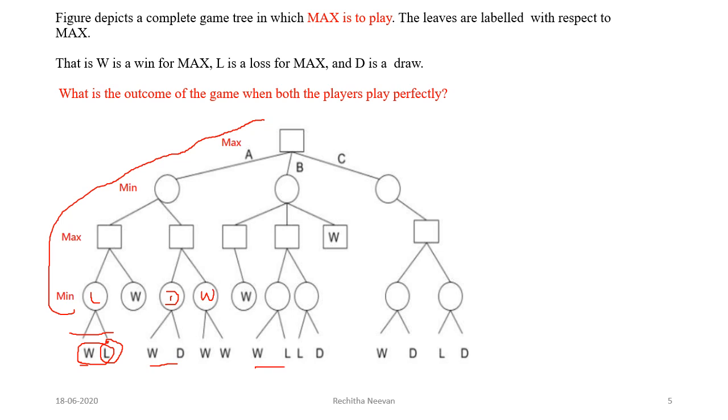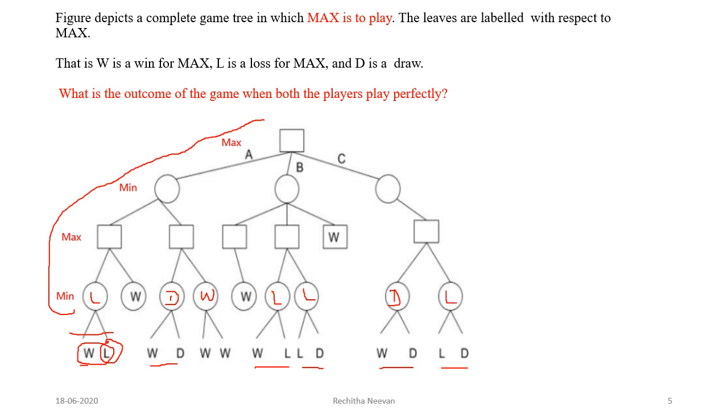Here W and loss. Min player selects loss. Here L and D, the min player selects loss. Here W and D, min player selects draw. Here L and D, min player selects L.